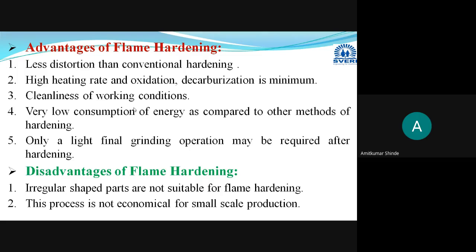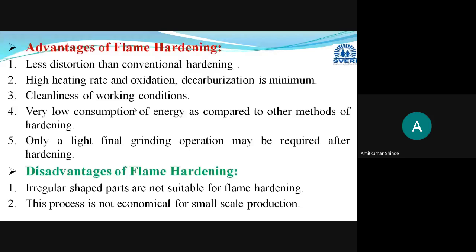And at the end of this process, we do not require any finishing operation or any grinding operation. In almost all components, there is no need of further grinding or final finishing operations. Sometimes it may be required, depending on the component's shape and size.